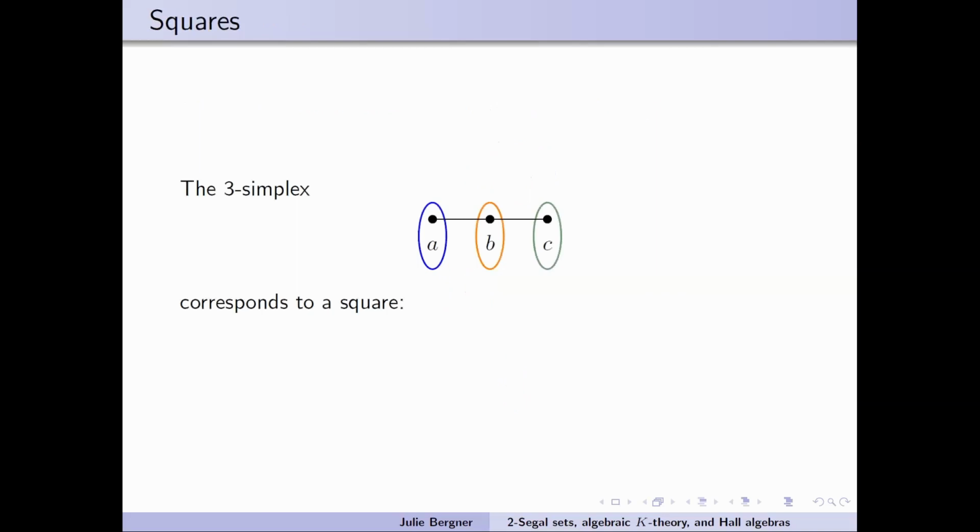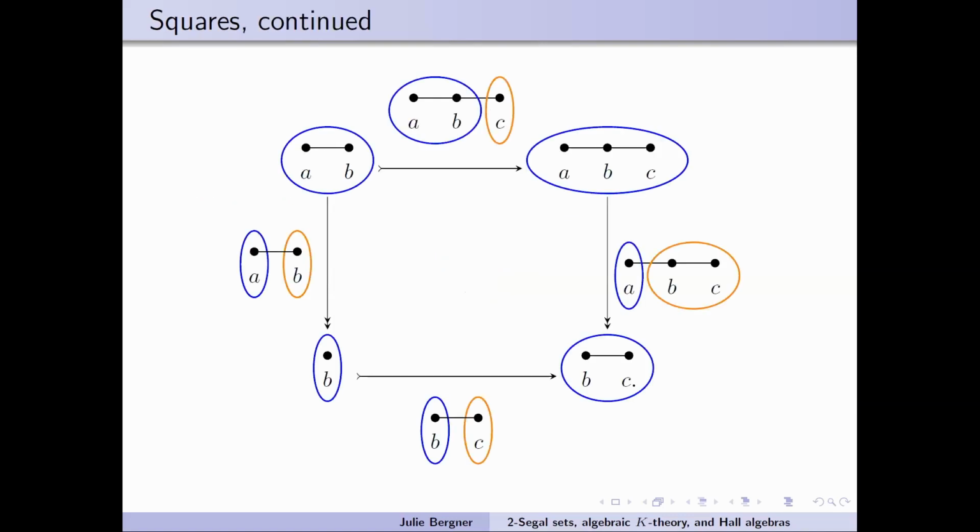Okay, and the squares get a little crazier. I couldn't even fit this all in one slide. So again, here's a three simplex, and it's actually the whole graph. Three simplex on that, so that they're all interesting. This would correspond to the following square.